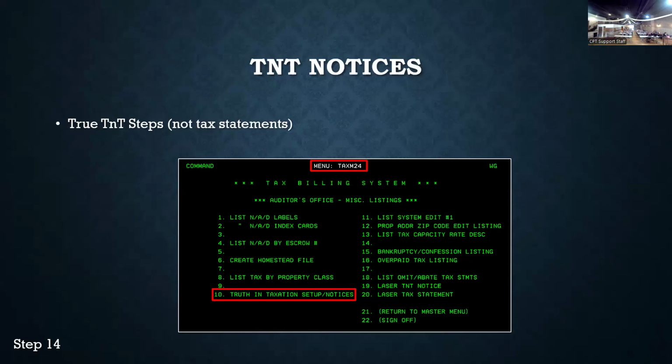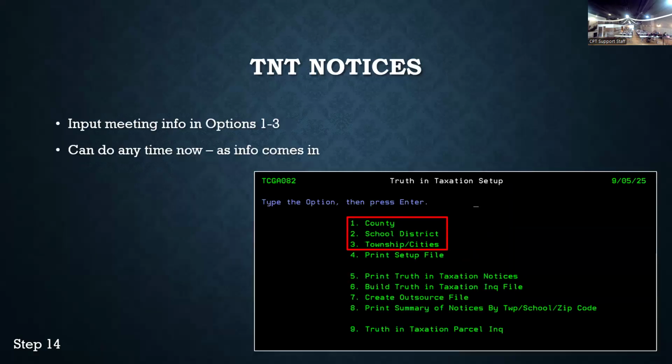Okay, so up to this point, all these steps would be the same or similar for tax prep. Here's where we break off. This is the true TNT step. It's going to be in your tax step 24. You go to 10 for truth and taxation setup and notices. Here's your step 14 that you can do at any point here. You take 1 through 3 to input your meeting information.